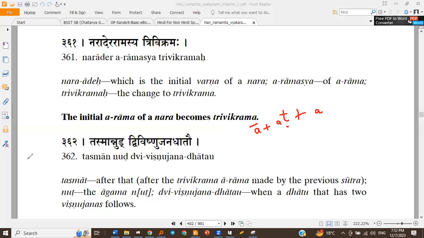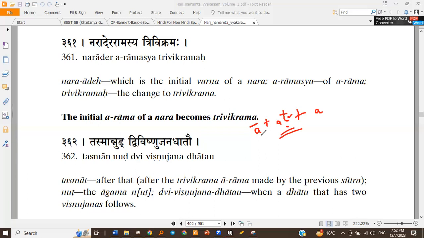Then Sutra 362 says, Tasman Nud Dvi Vishnu Janya Dhatav. After we do the Trivikrama, if the main Dhatu, which is the Narayana, consists of two Vishnu Janas, two consonants, in that case we insert Nut in between. But here we don't have such a case because we just have one Vishnu Jana, so we will simply erase this. It will not come here. It will come ahead, and we will discuss that ahead.